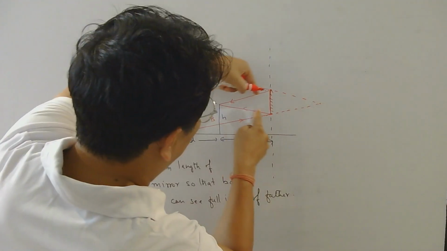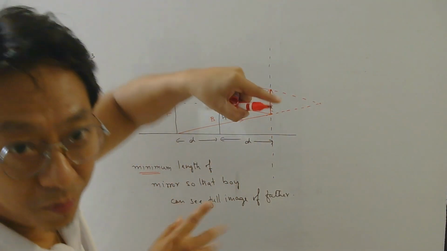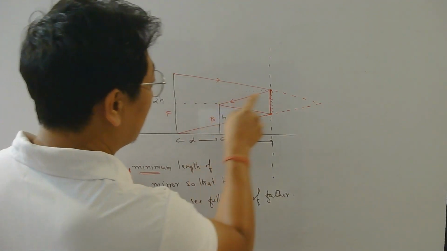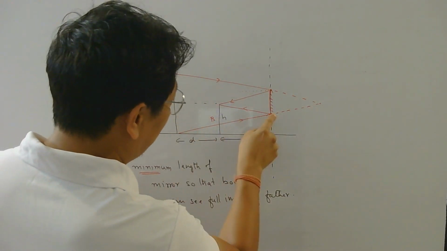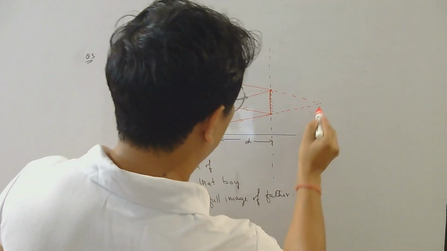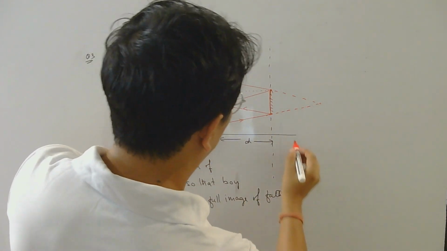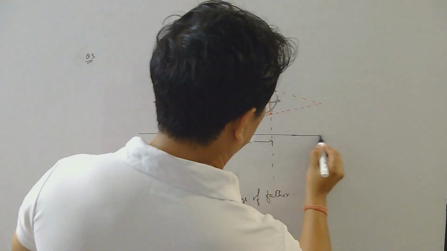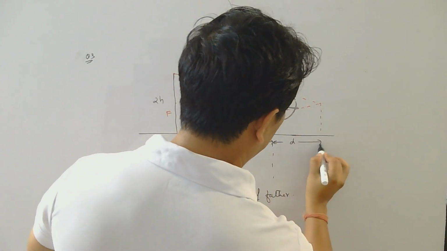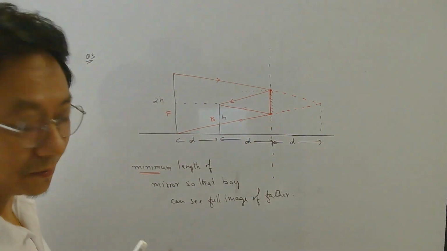Then light would reflect this way from the reversibility principle, right? So if light came this way, light will reflect this way. If light went this way, light will reflect this way. So if I extend this, this would actually be the image of this point, which means this one will be at the same distance d behind the mirror, isn't it?